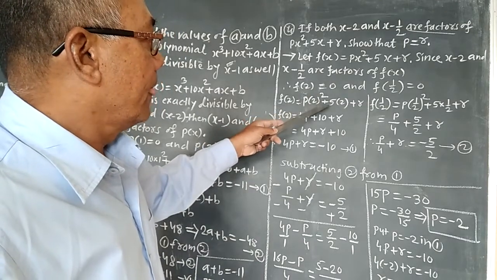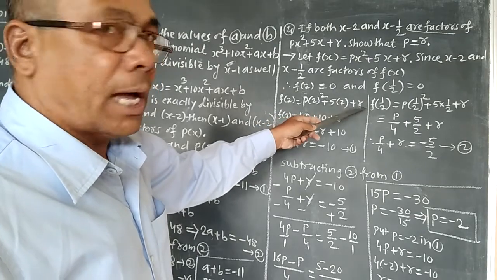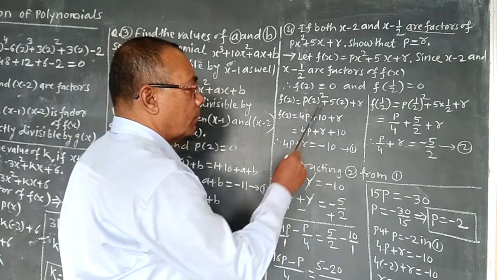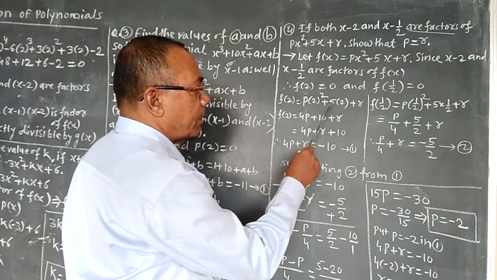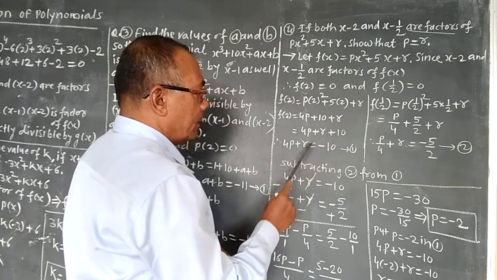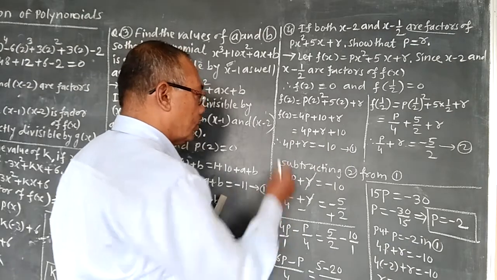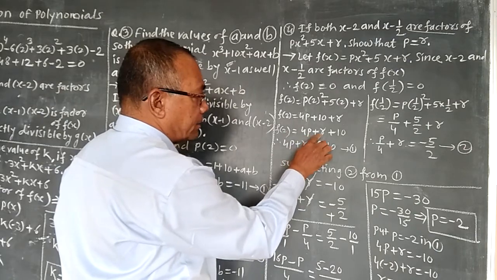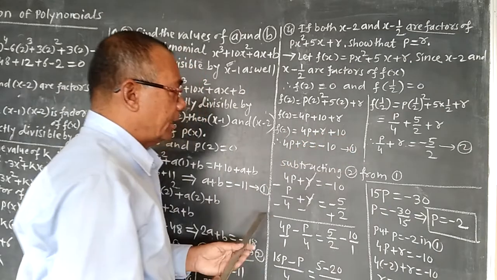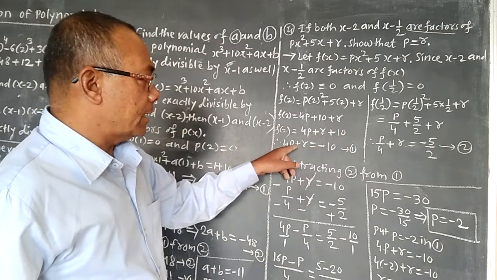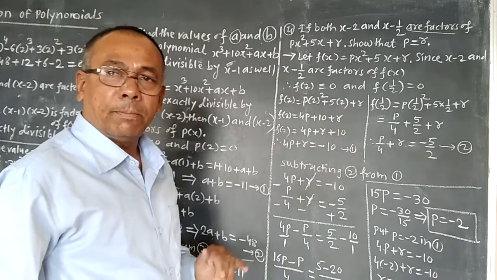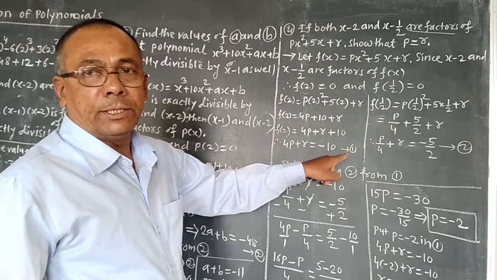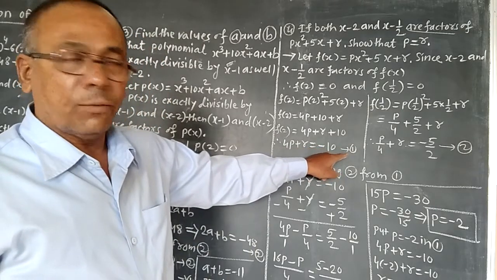Now by factor theorem we will apply here that f of 2 is equal to p into 2 square plus 5 into 2 plus r. So it gives f of 2 is equal to 2 square is 4p plus 5 twos are 10 plus r, and therefore f of 2 is equal to 4p plus r plus 10, that is 4p plus r plus 10 will become minus 10.